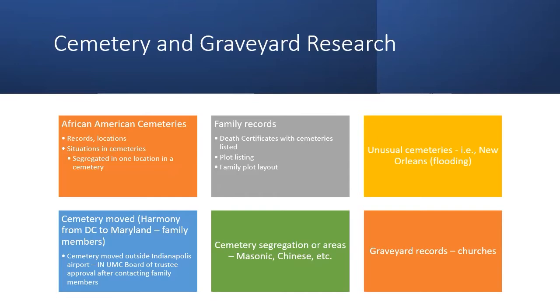Now, I talk about this because New Orleans is an example. Early on, most cemeteries had people buried underground. But that didn't work too well in New Orleans because of the flooding. In many cases, caskets floated up. And so they were now buried above ground rather than below ground. Now, on the lower left, it talks about a particular situation for Harmony. Harmony Cemetery moved to DC from Maryland. That's where my family members are buried.